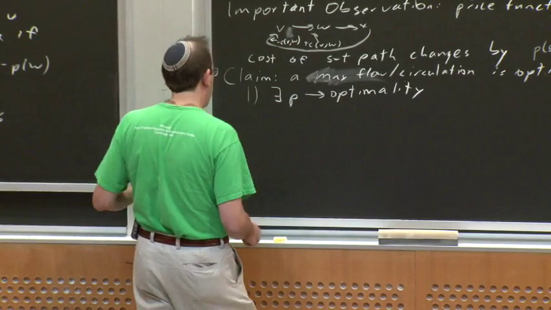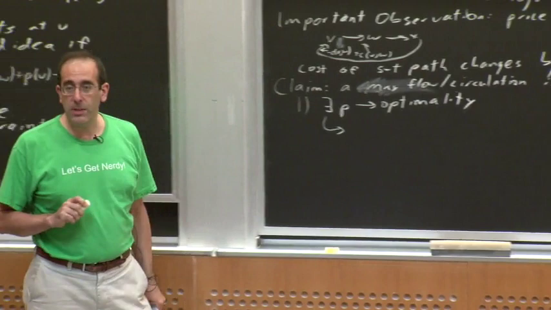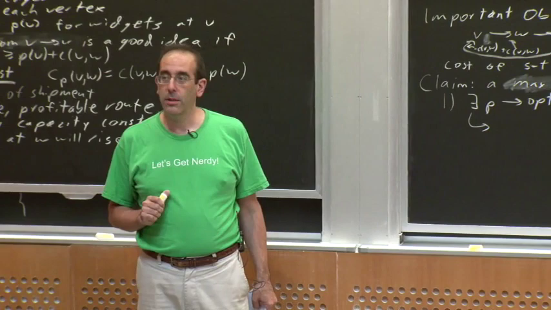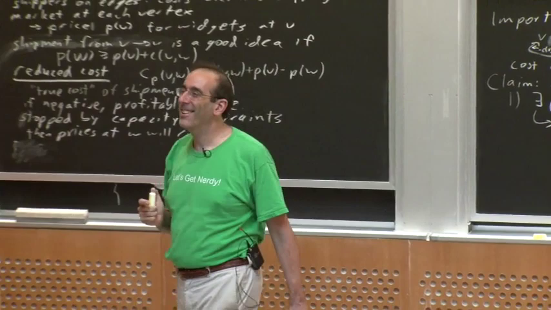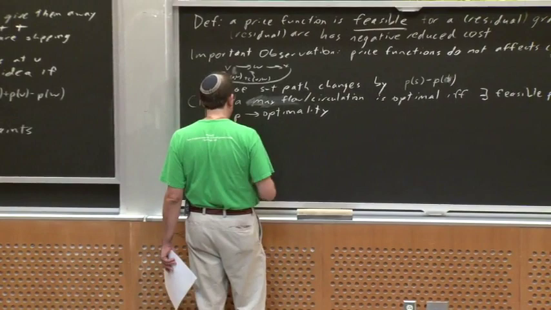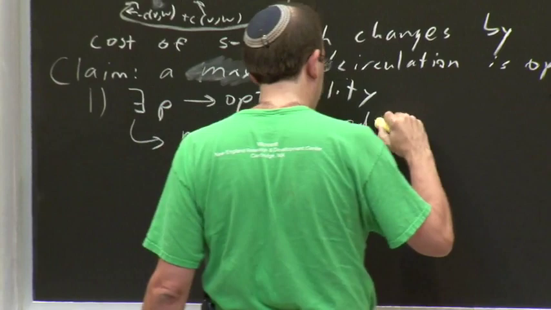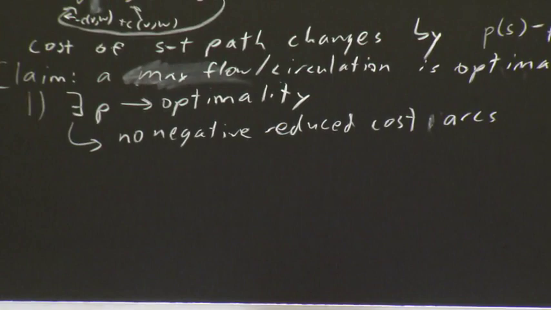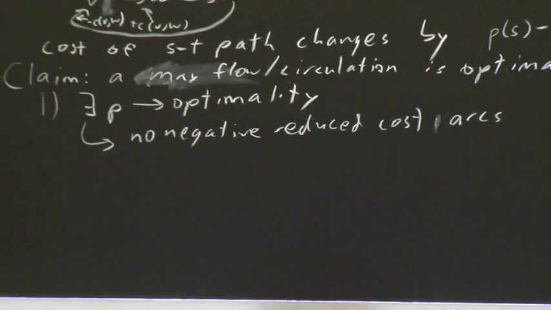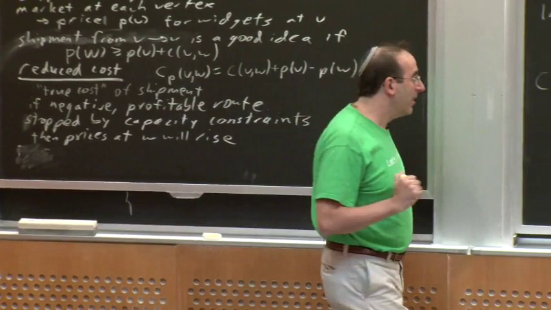Okay. So suppose that we have the feasible price function. What does the definition of a feasible price function tell us? Right. So under this price function, we have no negative reduced cost arcs. Now, if we have no negative reduced cost arcs, what useful fact can we conclude from that? Right. If I don't have any negative reduced cost arcs, then I can't possibly have negative reduced cost cycles.